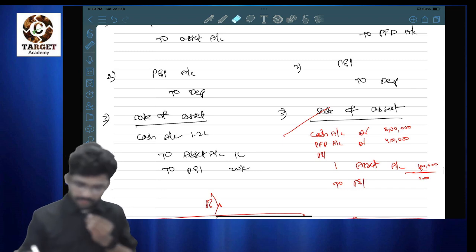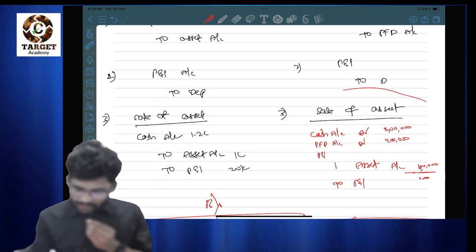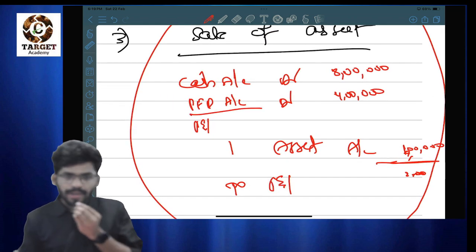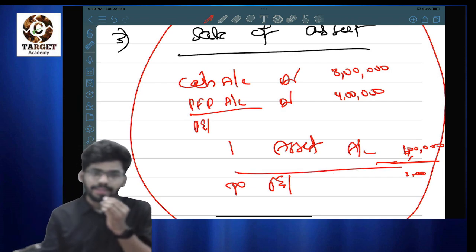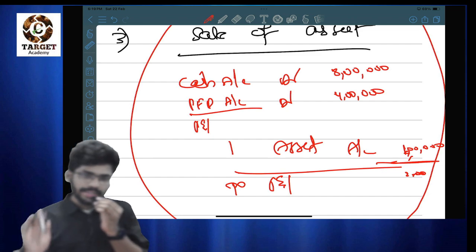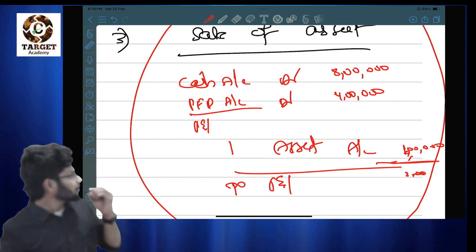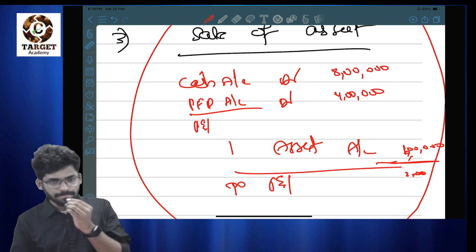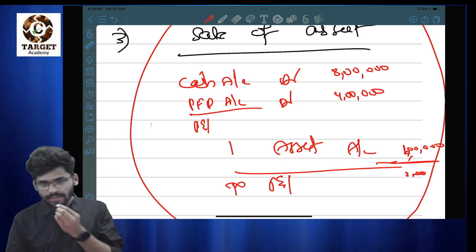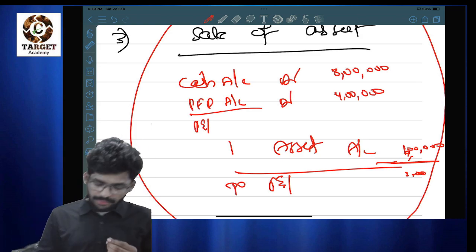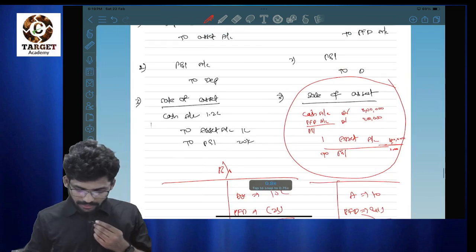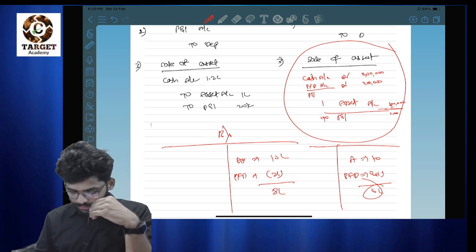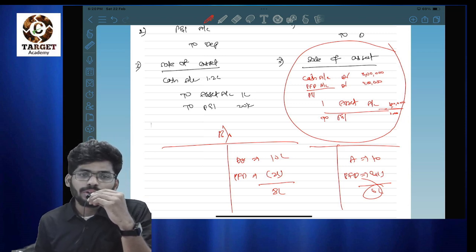Okay. What is the entry in case of sale of an asset? Cash or bank account debit, provision for depreciation account debit, to asset account. The asset should always be at original cost. The difference should be transferred to P&L. If the credit side is more than the debit side, loss. If the debit side is more than the credit side, profit. Okay, now this is the basic regarding provision for depreciation account. Clear? Without knowing this, we cannot solve the problem.